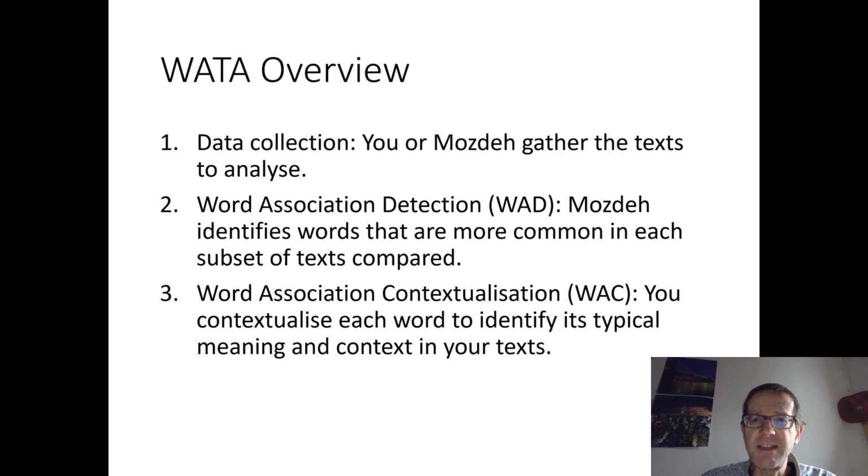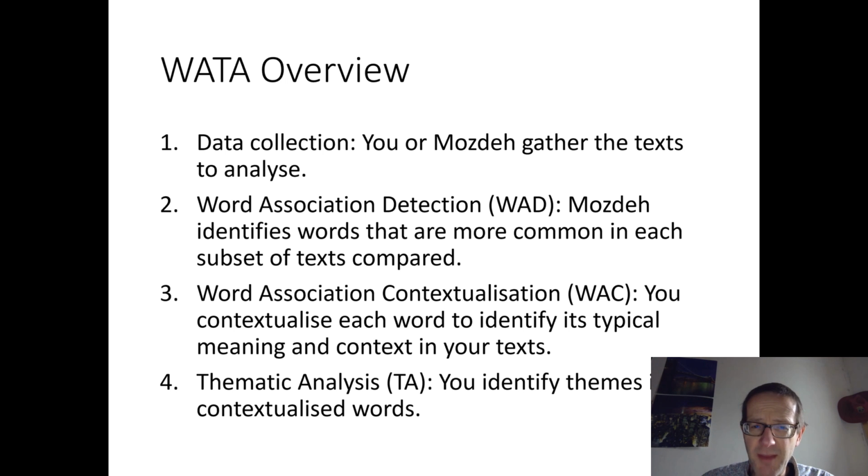And then the next stage is the first human stage, word association contextualization. So you contextualize each word to identify its typical meaning and context in your texts. So we'll see some examples of that, but essentially Mozdeh tells you which are the important words and you figure out what they mean. So important words is the word association detection stage, and what they mean is the word association contextualization stage.